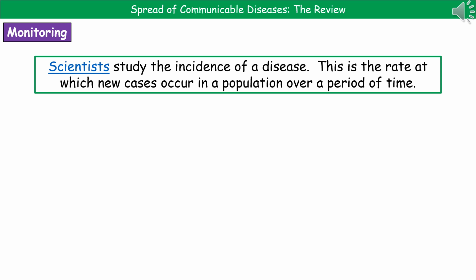And when we study the incidence of a disease, then we can have a look and see if there are any particular patterns. Does it link into particular seasons? Is there a particular insect or animal available at the time that acts as a vector? So it gives us a greater understanding and therefore gives us the ability to hopefully come up with ways to prevent the spread of that disease.